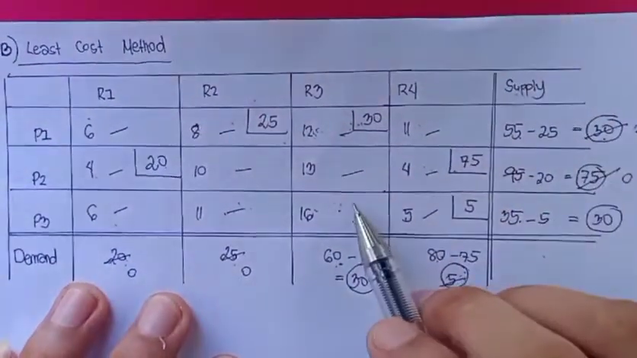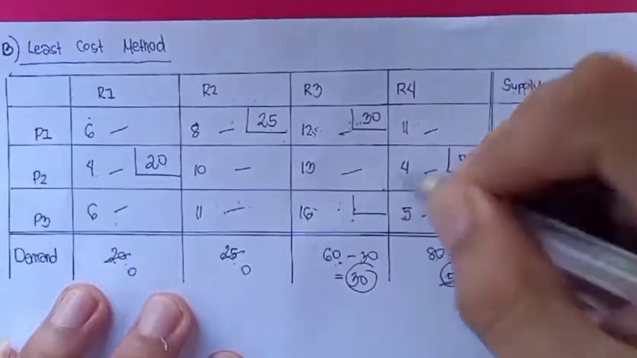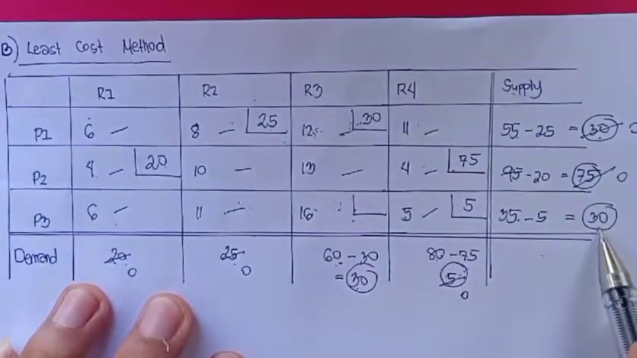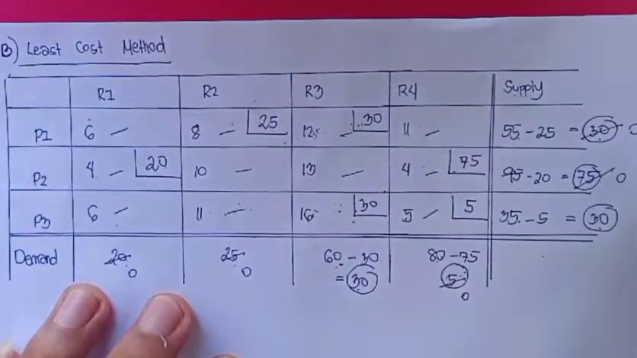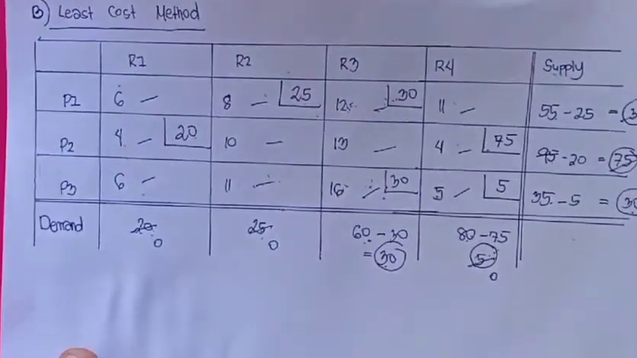Last is this cell. In this cell, the demand is 30 and also the supply is 30. So we will allocate 30 here in P3R3. So that is the least cost method.